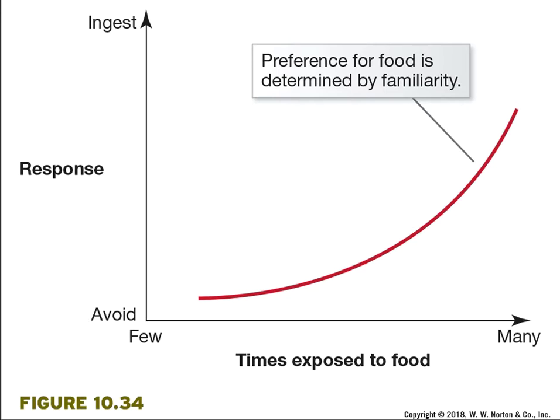As this graph illustrates, animals, including humans, tend to like the food they know, and they tend to avoid unfamiliar food. Can you think of a food that you first thought strange and unfamiliar but now love? For me, it's sushi. I can't get enough of it.